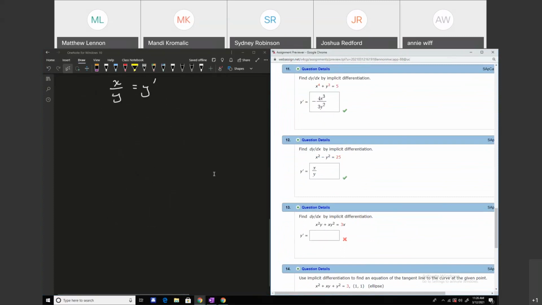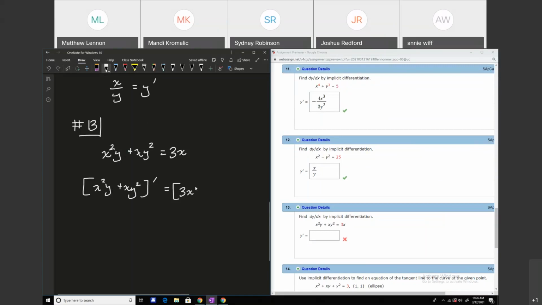So all set for number 12. Number 13 is a little more interesting because we have some product rules going on. x squared y and xy squared are both going to be product rules. So x squared y plus xy squared equals 3x. So again, we're going to differentiate both sides. And we have 2 product rules to do. Remember, the product rule is the derivative of the first times the second plus the first times the derivative of the second.